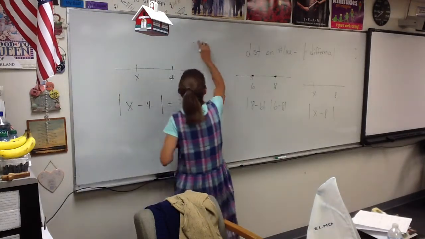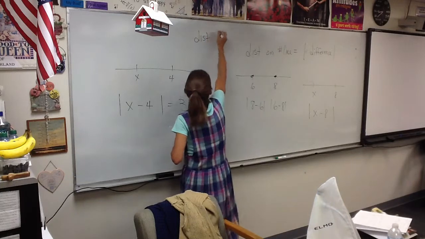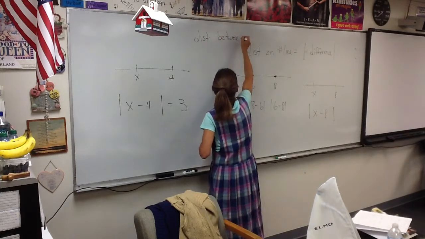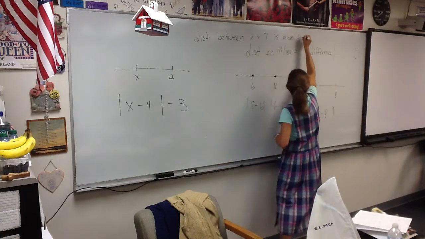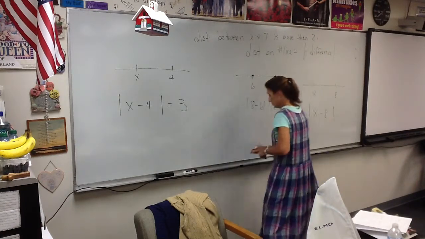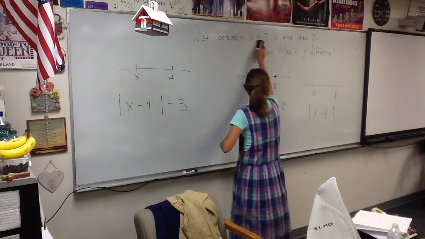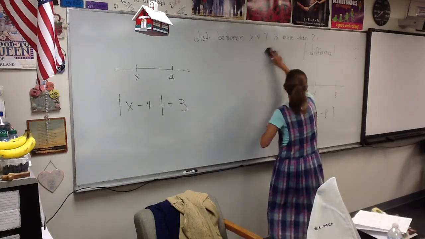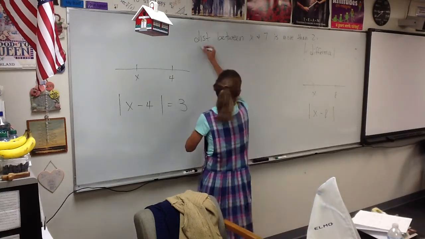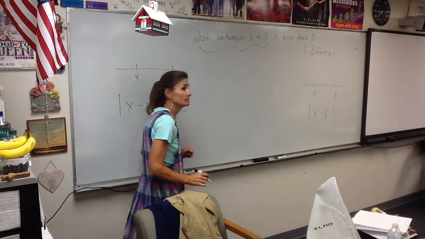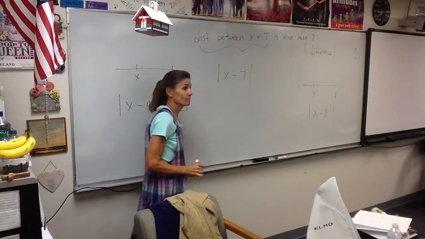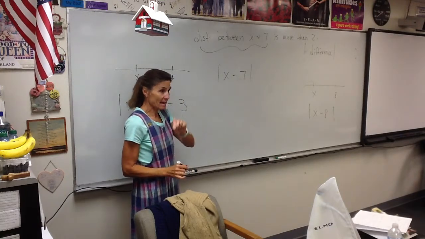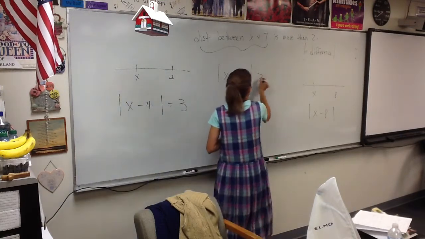Let's try another one. The distance between x and 7 is more than 2. Could you express that as an absolute value? How do we do the distance between x and 7? Absolute value of x minus 7 is more than 2.